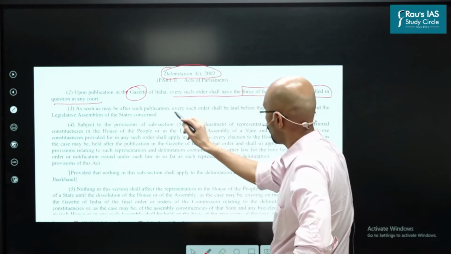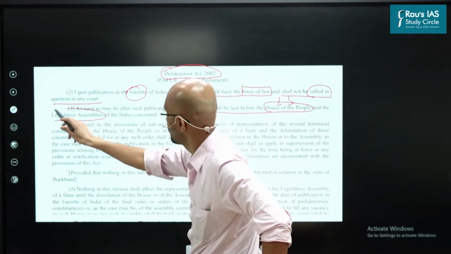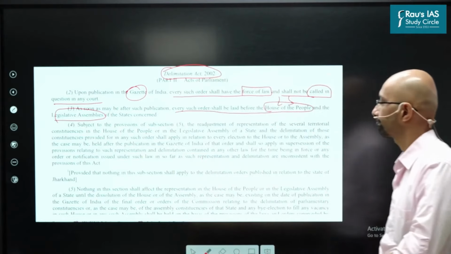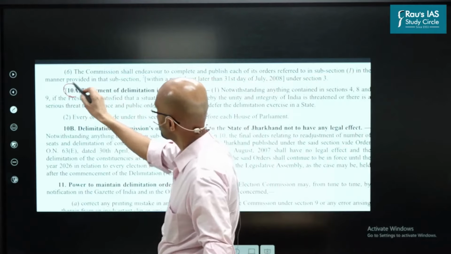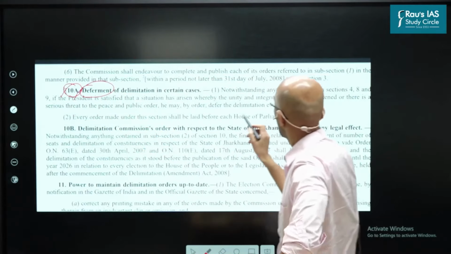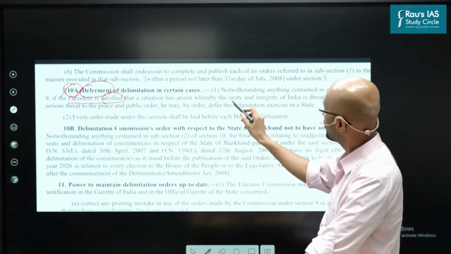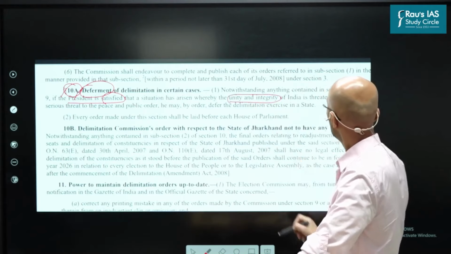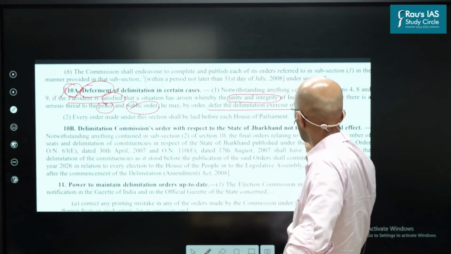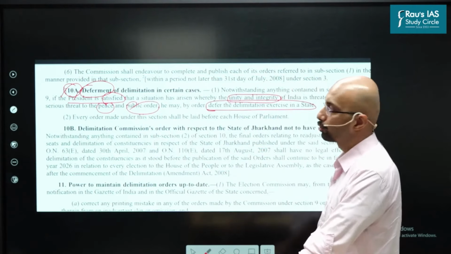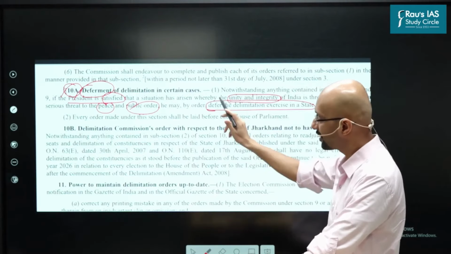Now, these orders are also laid before the House of the People, that means the Lok Sabha, and all the Vidhan Sabhas, but they cannot be amended. Okay. Now, Section 10A, I mentioned the President of India has the power of deferment. If the President is satisfied that there is a threat to the unity and integrity of India, or a threat to peace and public order, he may defer the delimitation exercise. So the last commission, the 4th delimitation commission, did not perform delimitation because of this use of power.